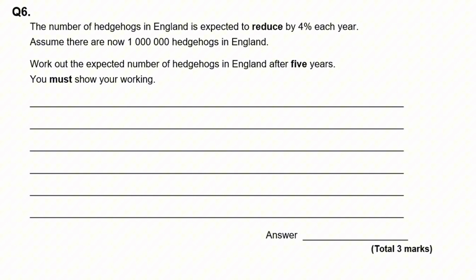Okay, compound interest. So there is going to be a reduction of 4% each year. That means our multiplier is going to be 100% take away 4%, that's going to give us 96%. And as a multiplier, that's going to be 0.96.